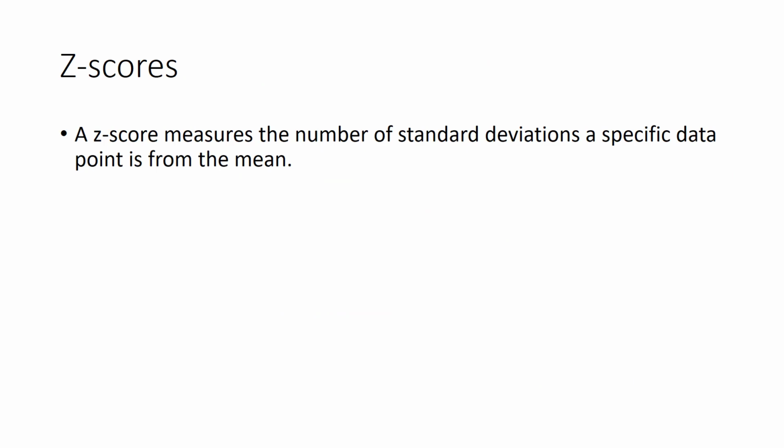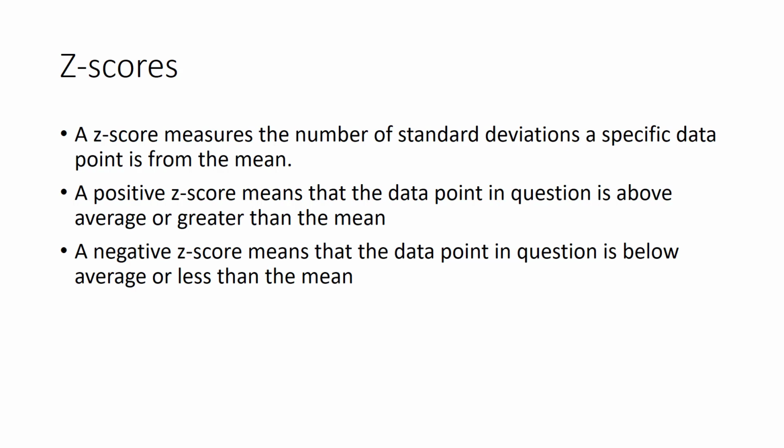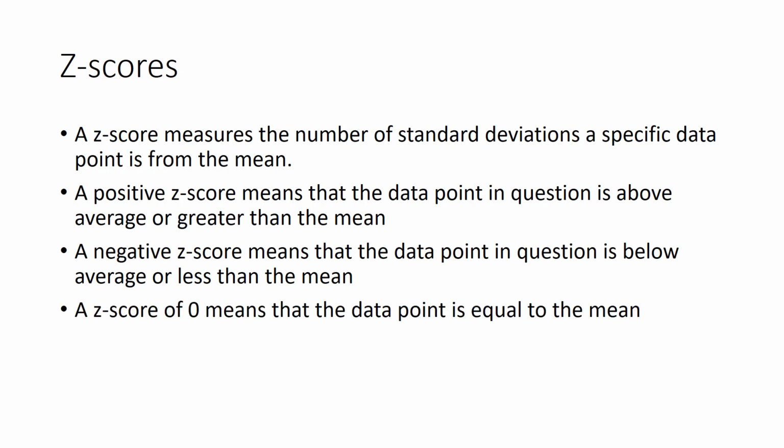So again, a z-score measures the number of standard deviations a specific data point is from the mean. A positive z-score means that the data point in question is above average or greater than the mean. A negative z-score means that the data point in question is below average or less than the mean. A z-score of 0 means the data point is equal to the mean.